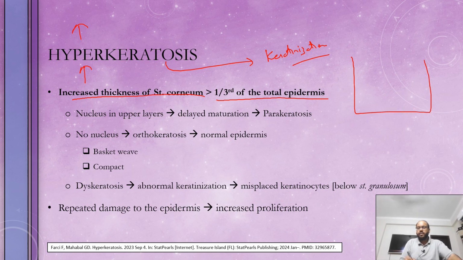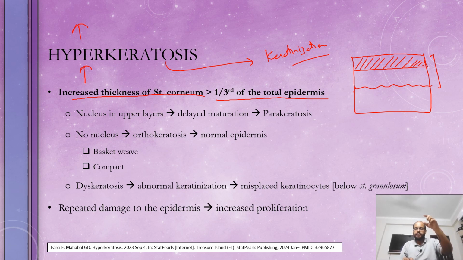So if you have this cross section, you have the dermoepidermal junction and you have the stratum corneum here. Let's say here. So if this stratum corneum is more than one third of the entire total epidermis, that means more than 33% of the entire epidermis has only stratum corneum, you can say it as hyperkeratosis. Okay. In hyperkeratosis or the increased thickening of the stratum corneum, two types of presentation have been described: parakeratosis and orthokeratosis. Okay. First, we'll discuss orthokeratosis.